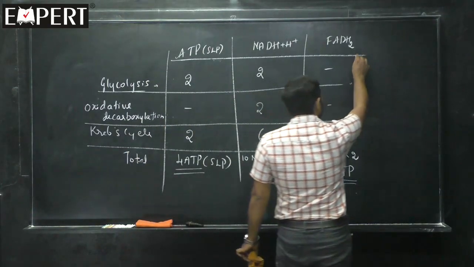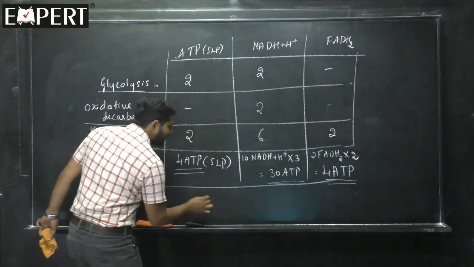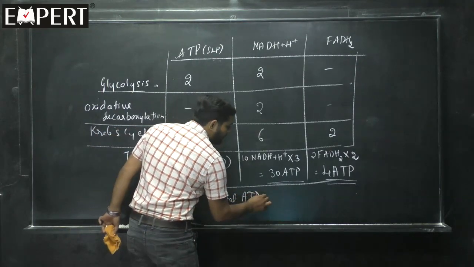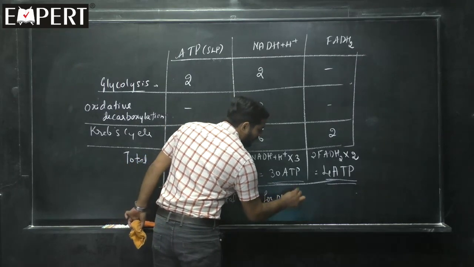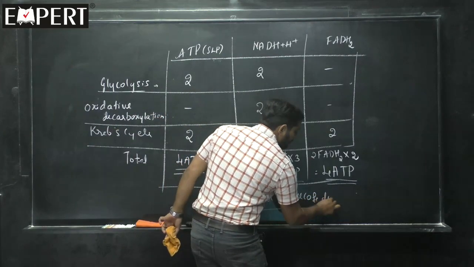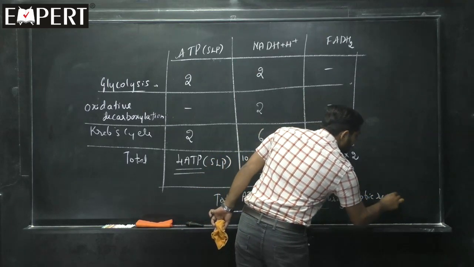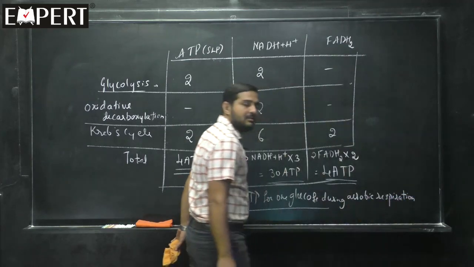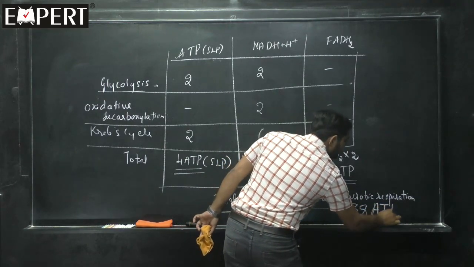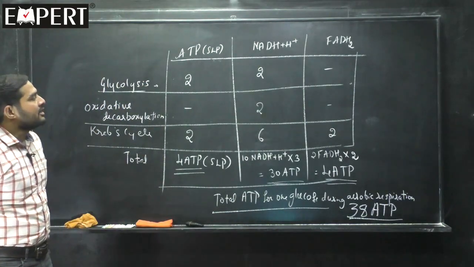So together how many ATP, please tell me? Together it is going to be the total number of ATP for one glucose molecule during the aerobic respiration. Tell me how much it is. It is going to be 38 ATP. This has to be remembered. Please do not forget this.